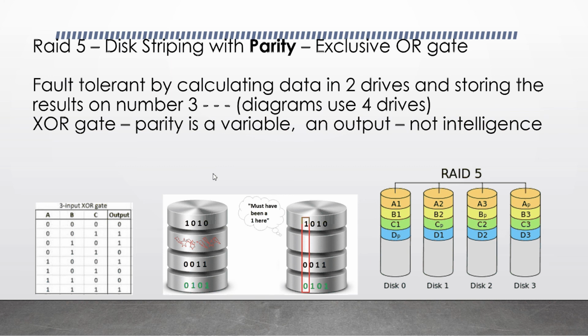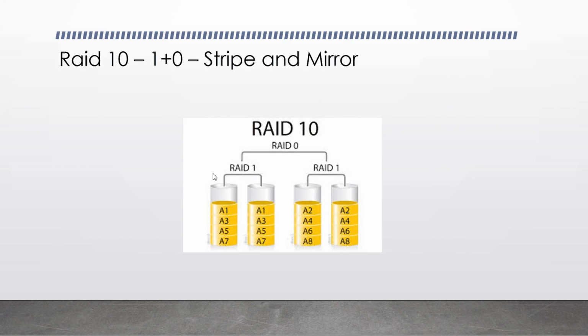On to the next one. RAID 10, 1 plus 0, stripe and mirror. Simple enough, keep adding it together. We're striping to increase our storage capacity, but we're also mirroring them. So now we have 2 drive striping. For argument's sake, you're not mirroring your capacity, but you're mirroring that capacity.